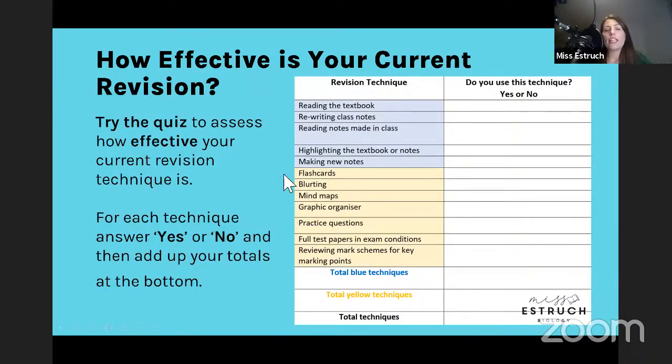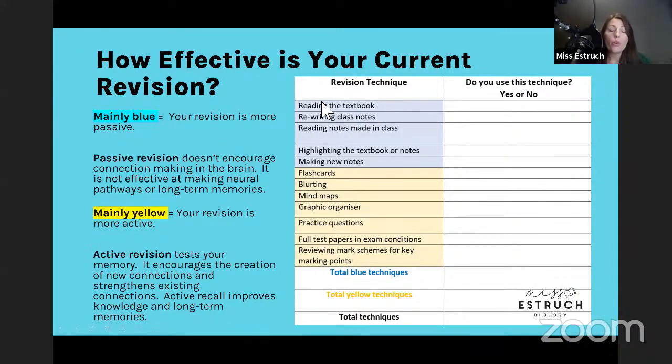Now, the reason I've done this is these are actually color coded according to the particular type of revision technique they are. So mainly blue. All of those blue options for the revision techniques are passive. And what we mean by passive revision is it doesn't actually encourage your brain to make any long-term connections. You're not having to test yourself. You're not having to actively think. It's more passively reading over, taking in information, but you're not testing your knowledge. So that's why we call it passive.